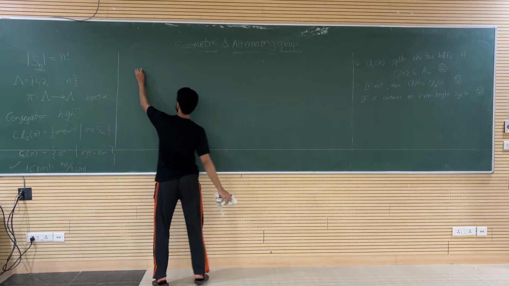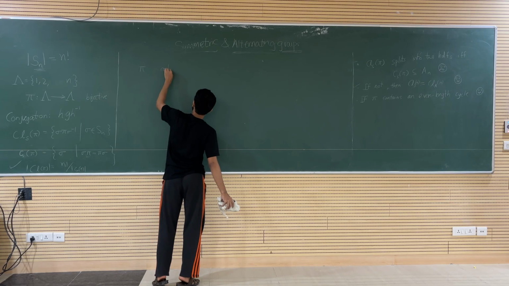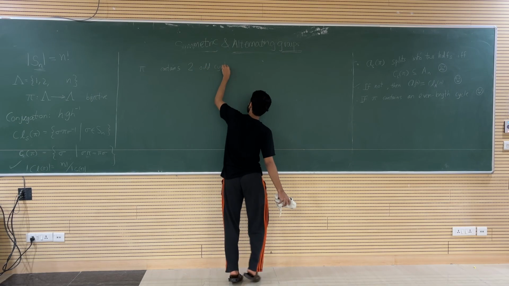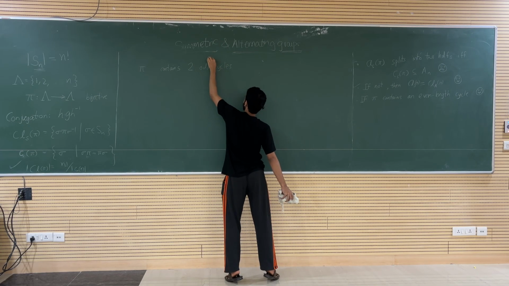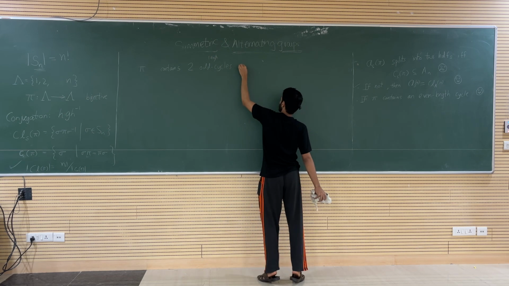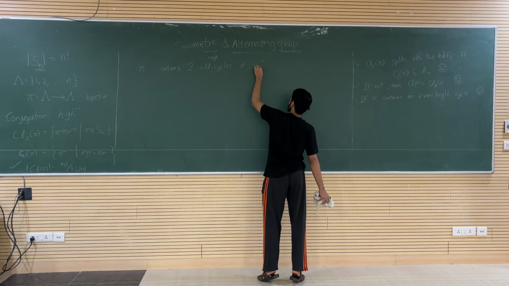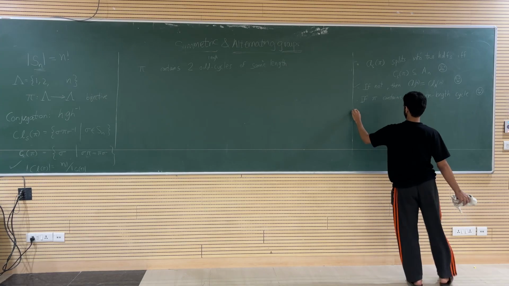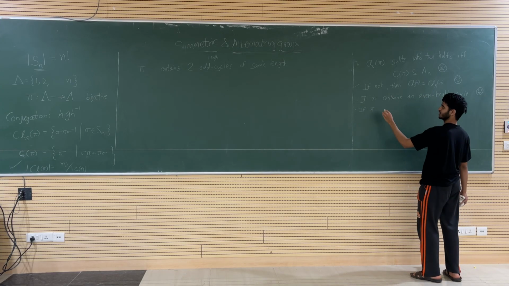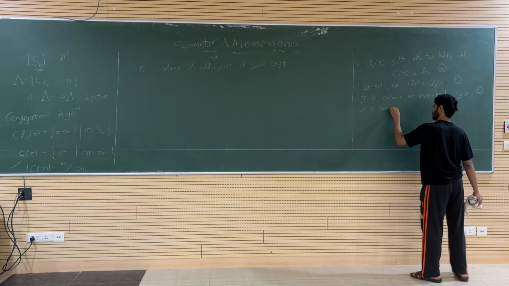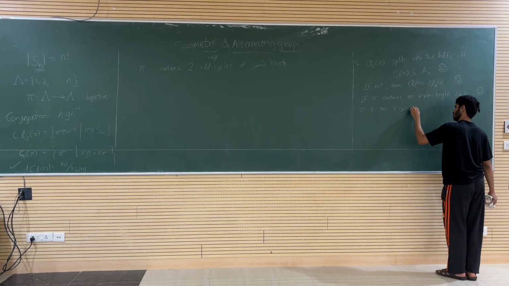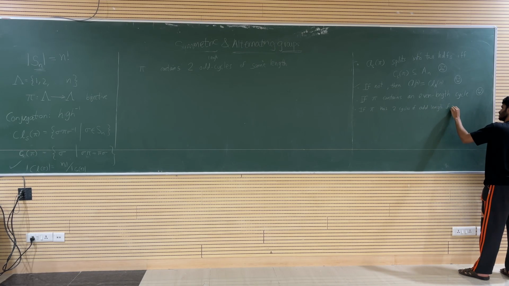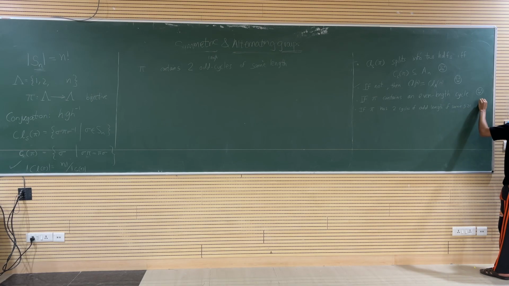Okay, second case. Pi contains two odd cycles of the same length. Odd cycles means not odd permutations, odd length cycles. If pi has two cycles of odd length of the same size, then also it is not there.